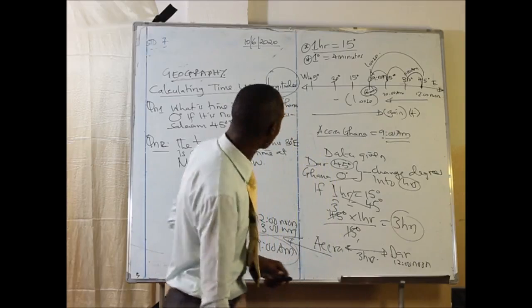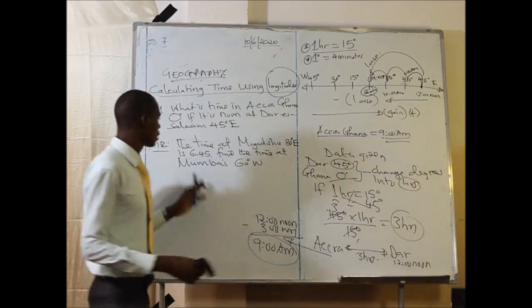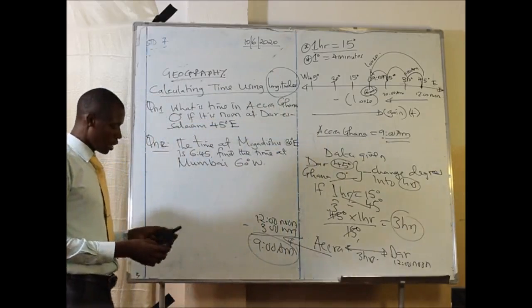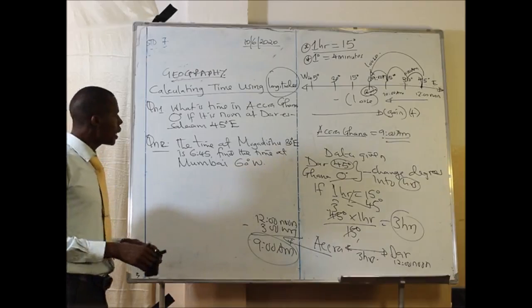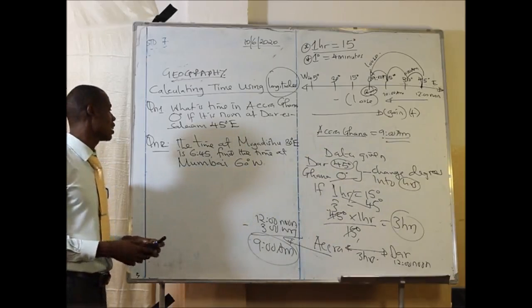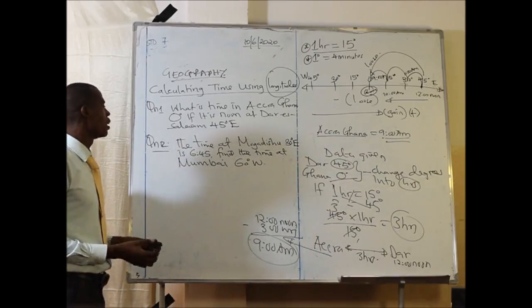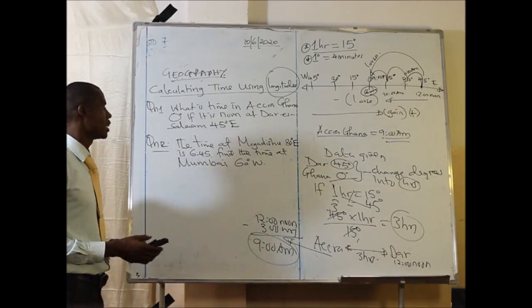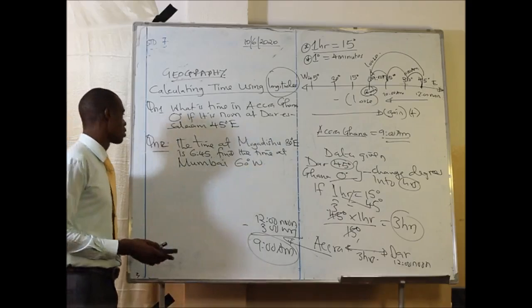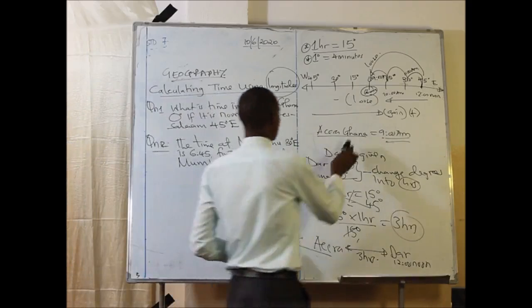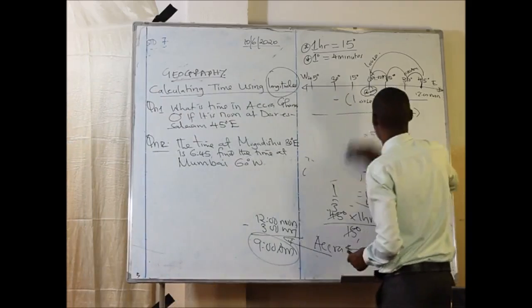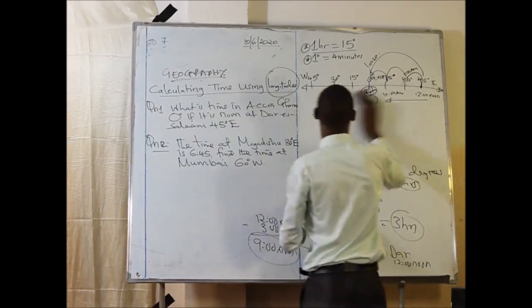Question number 2. We have the question which says that the time at Mogadishu, which is 30 degrees, is 6:45. Find the time at Mumbai, 60 degrees west. So Mogadishu is 30 degrees east. Let us group the data.